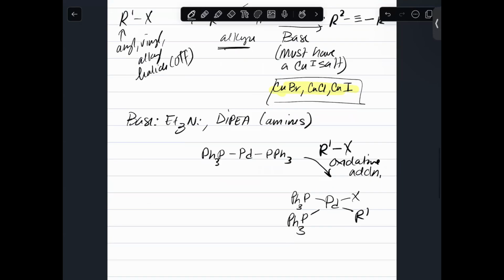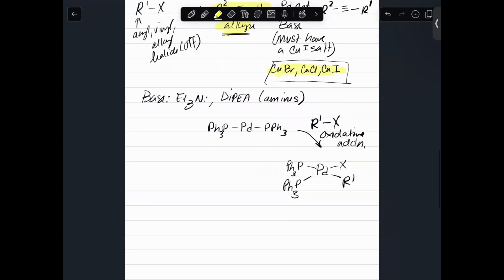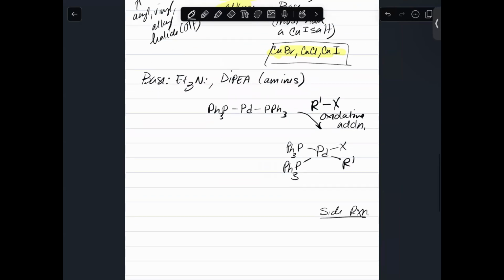Okay. Now, not surprisingly, you just can't add your alkyne, right? It doesn't have a metal on it. So you need to prep it, just like we did in the Suzuki reaction. And so there's a side reaction that's occurring. Okay. And so this side reaction is taking the alkyne that you've got, treating it with your base, your amine base.